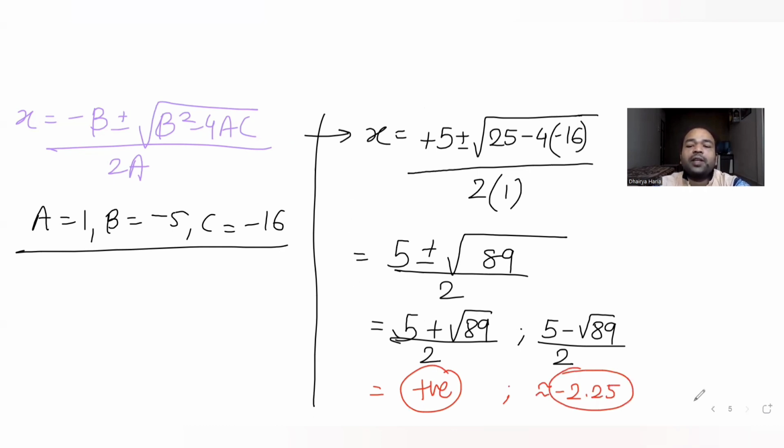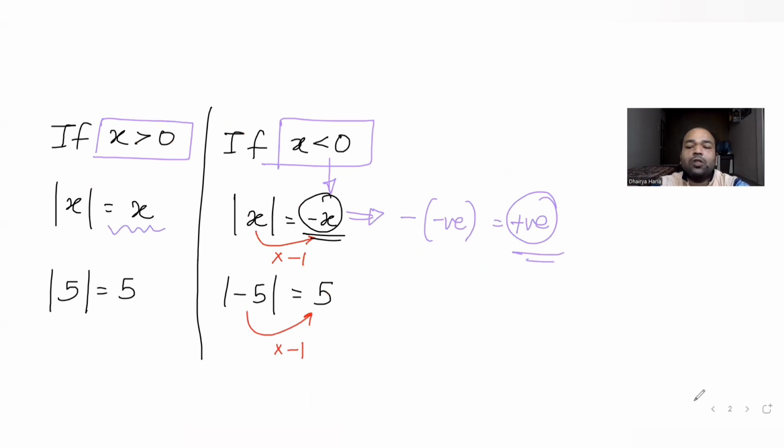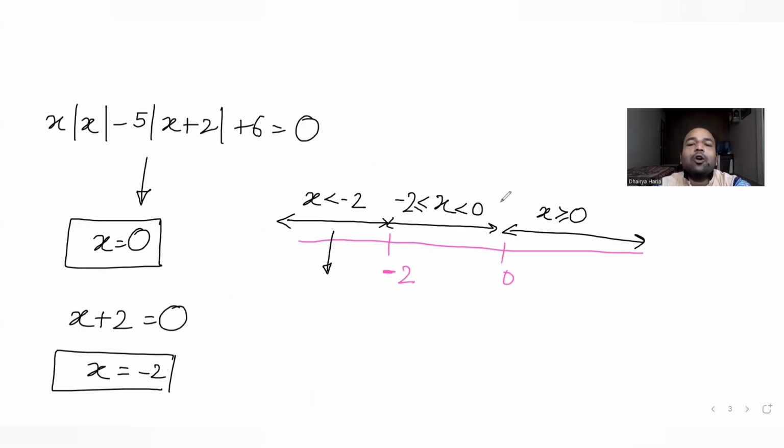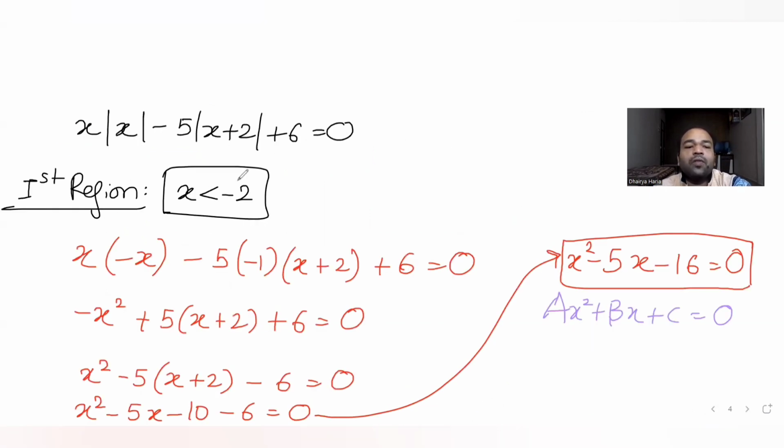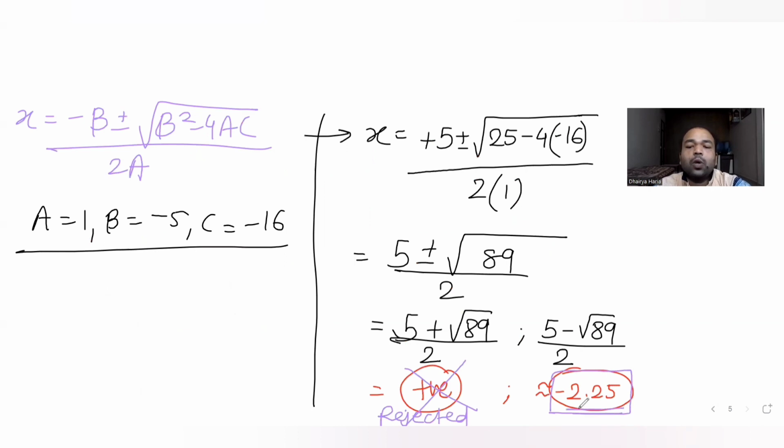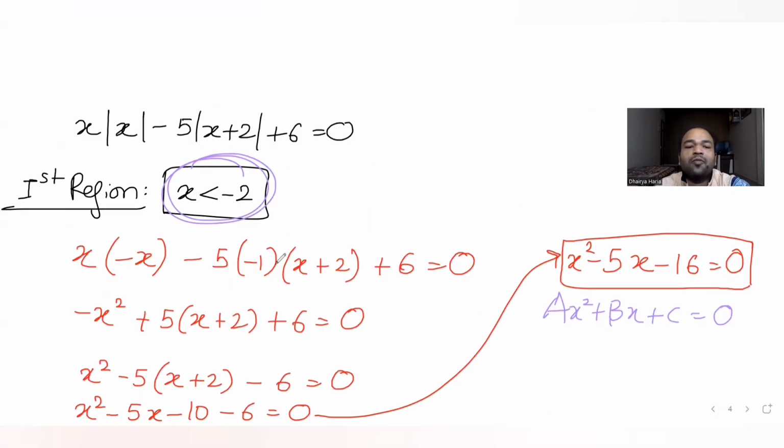Now I get two values of x, and I know that the first region was when x is less than minus 2. So x cannot be positive here. So x equal to a positive value is rejected, because that does not even lie in the first region where we are analyzing, x less than minus 2. So x equal to minus 2.25 is satisfying this expression. So from the first region we have one real root. Out of the two roots we got, one is satisfying, the other is not, so it is rejected.